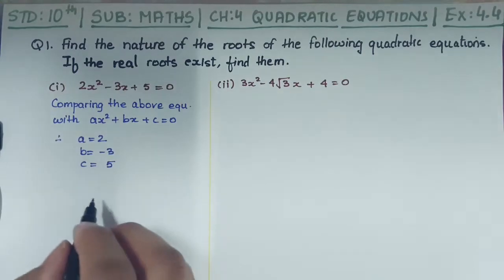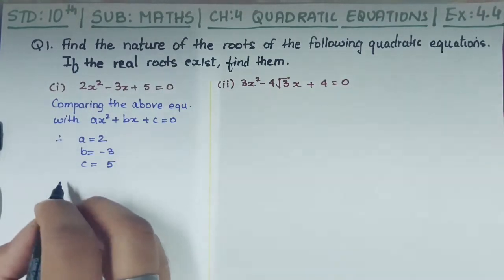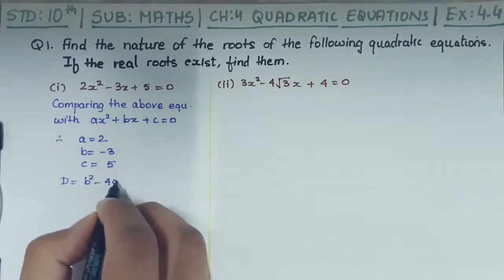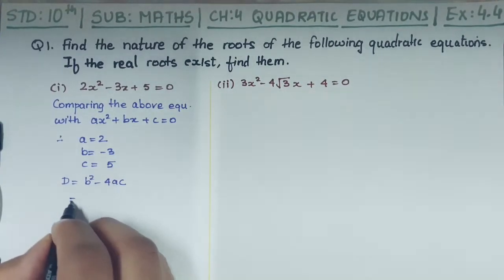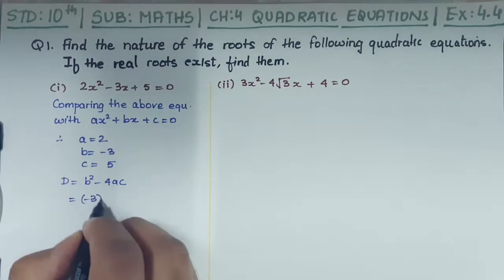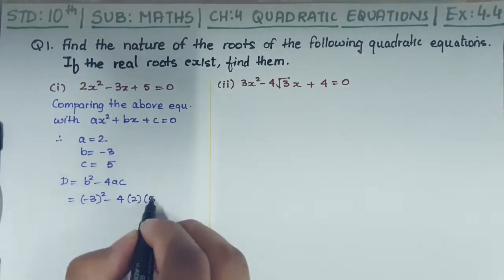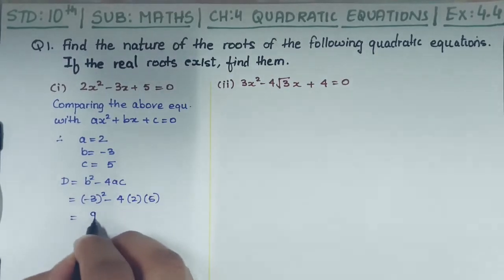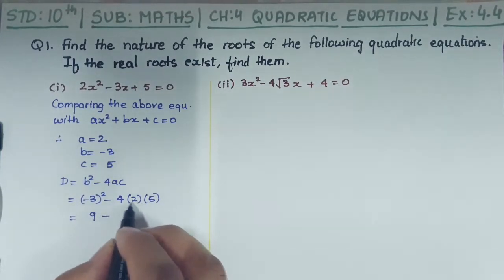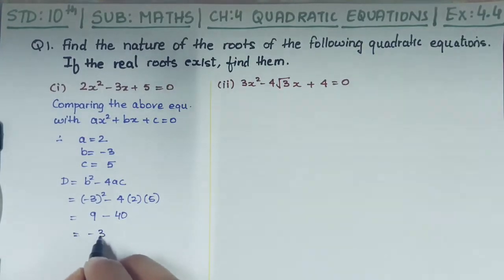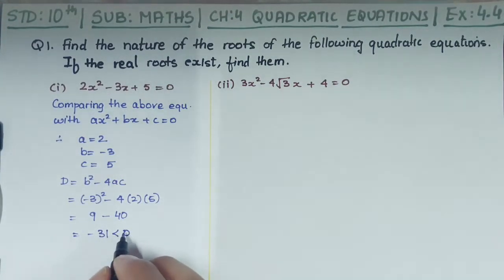Before proceeding we need to find out the discriminant, that is D equals to b square minus 4ac. So what is my b? Minus 3 the whole square, 4 what is a, what is c? 5. 5 2s are 10, 10 4s are 40. So as you can see, the answer is coming minus 31, which is less than 0.